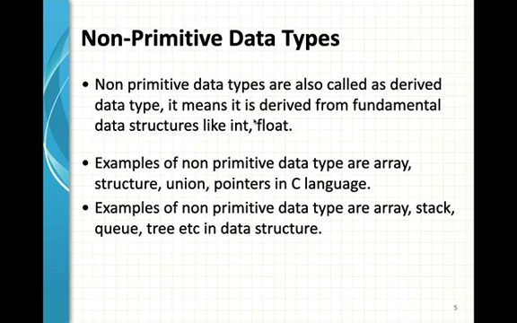And non-primitive data type. Non-primitive data types are also called derived data types. It means it is derived from the fundamental data types like int, float, this kind of thing. And examples of non-primitive: structure, union, pointers, these are in C language. Okay. In C language, non-primitive data types are array, structure, this. And if we see in data structure, then array, stack, queue, tree, these are the renowned non-primitive data structures.